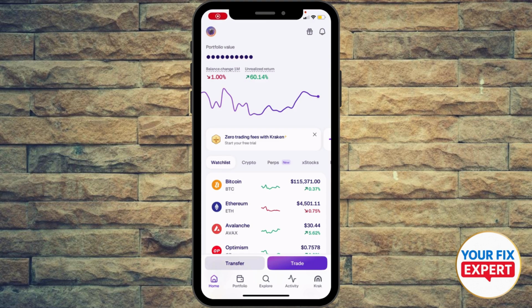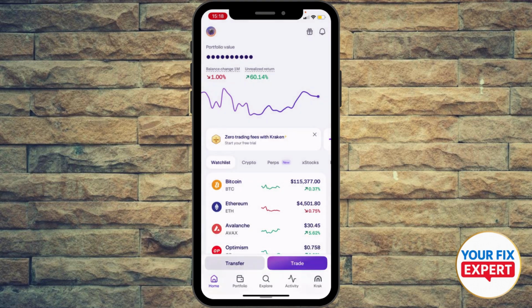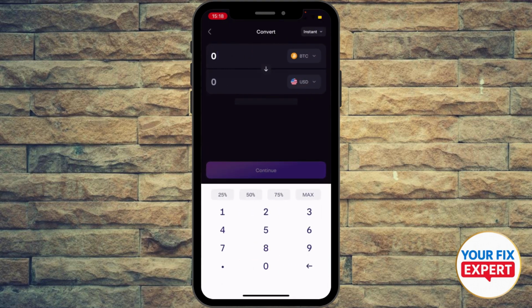Hey guys, to convert Bitcoin to USDT on Kraken, here's what you're gonna do. Hit trade at the bottom right, the purple button. And you're gonna see buy, sell, perps, convert. We're gonna exchange one asset for another. Okay, and I'm gonna convert now Bitcoin to USDT.